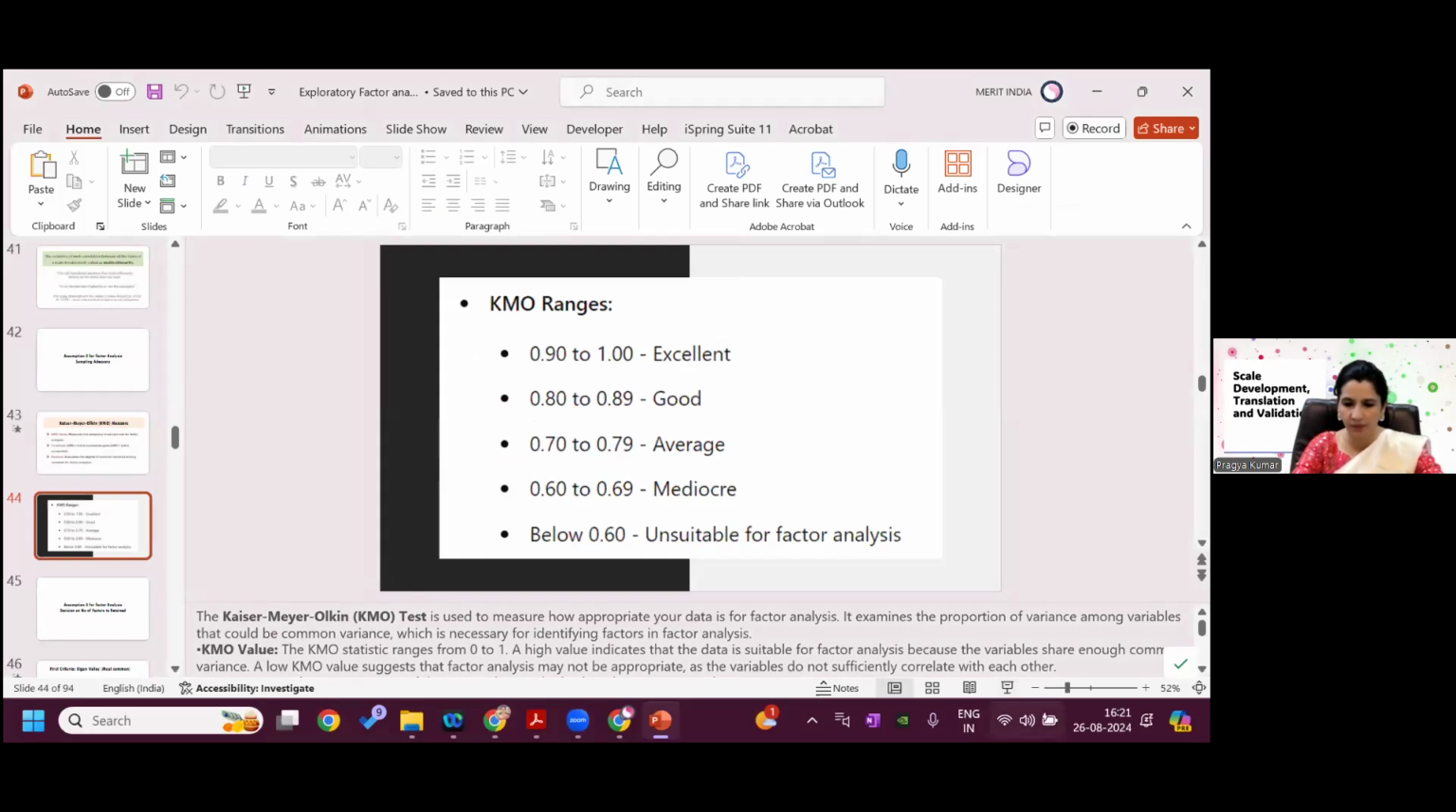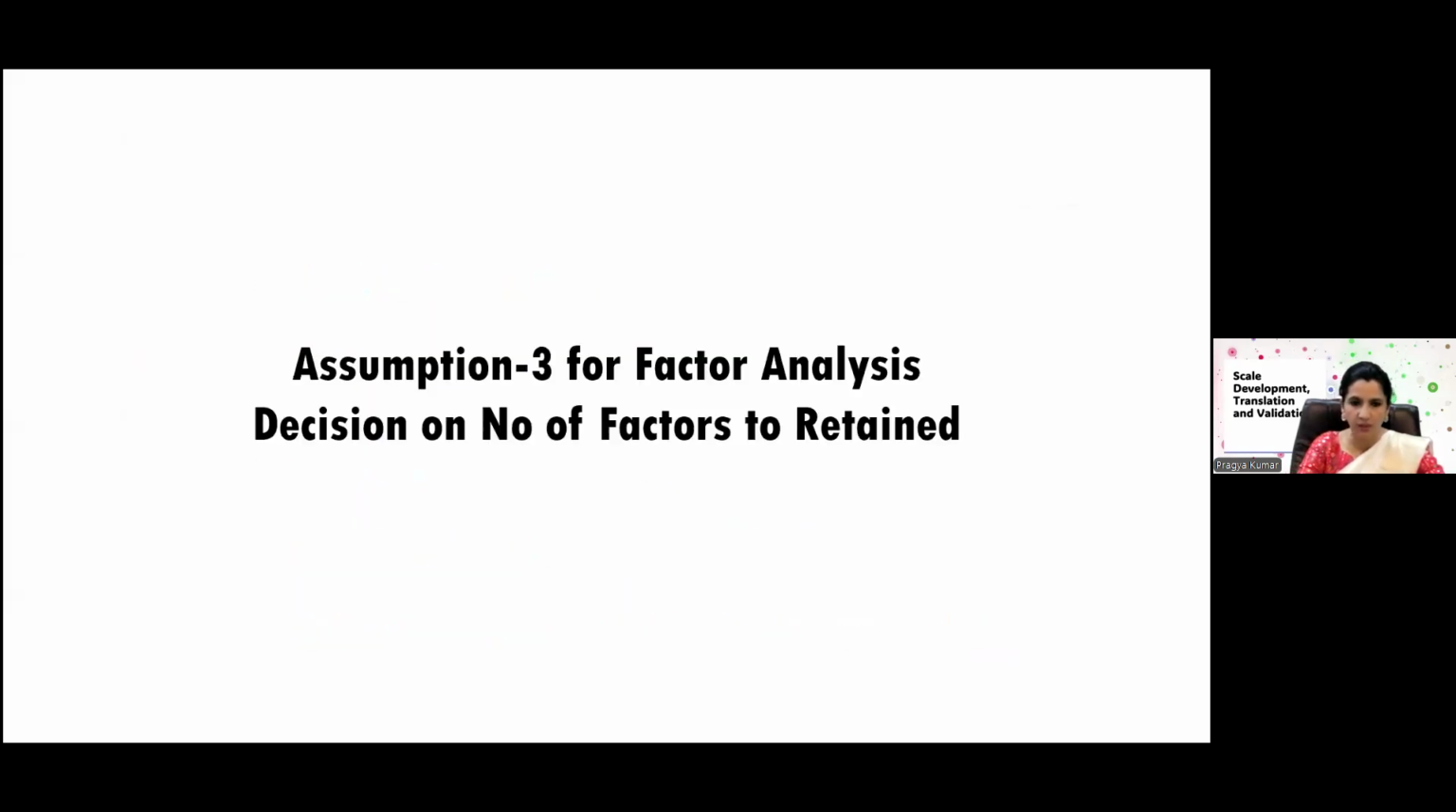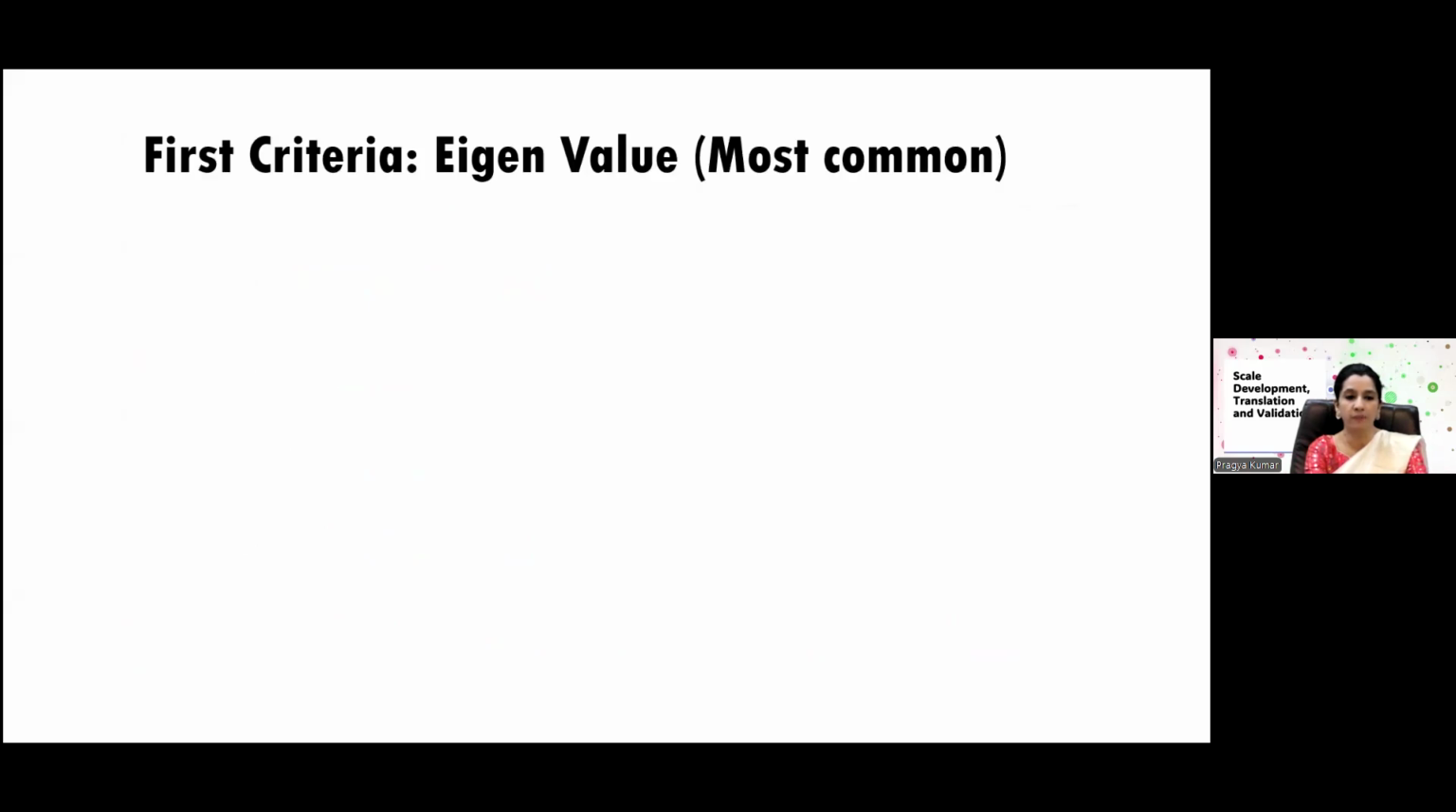So if I go ahead, the third assumption is for the number of factors to be retained. How many factors do you want to keep? That is decided on two to three criteria. I'm just telling you the theory. Once again, we'll see this when I show you on the data which we have received.